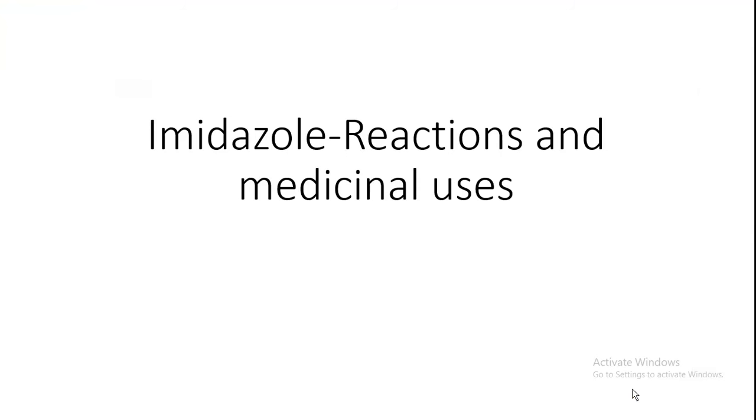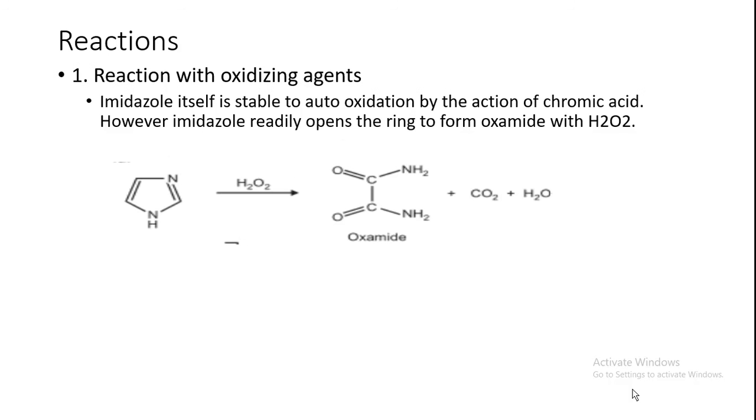So in today's class we will study about reactions and medicinal uses of imidazole. So we know imidazole is a 2 nitrogen containing 5-membered heterocyclic compound, okay, and the nitrogens are present 1 carbon difference. That means if you see the structure, here is 1 nitrogen and here 1 nitrogen. So we have already seen that one. So let us just start the reactions.